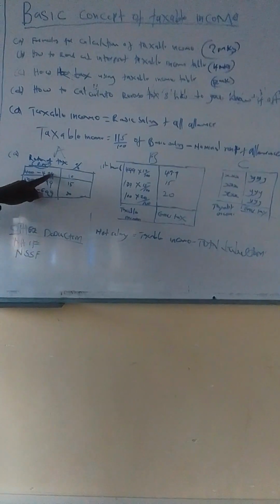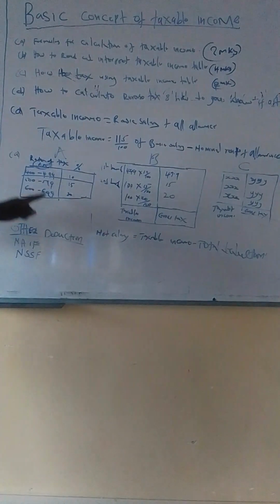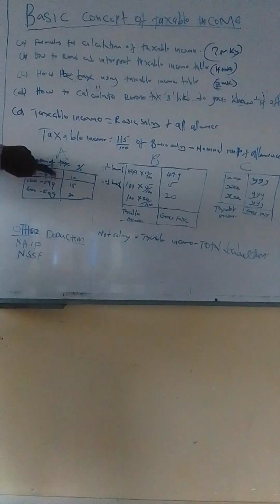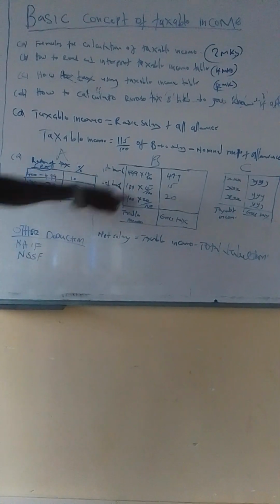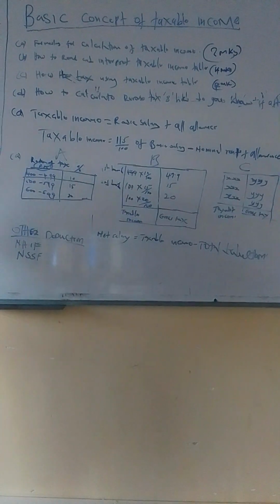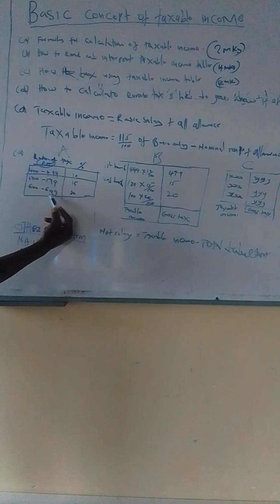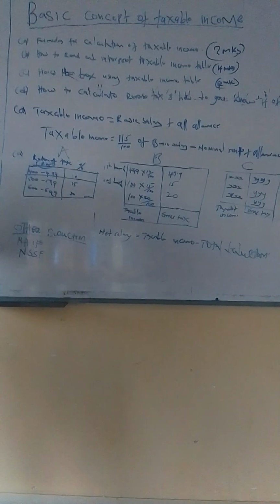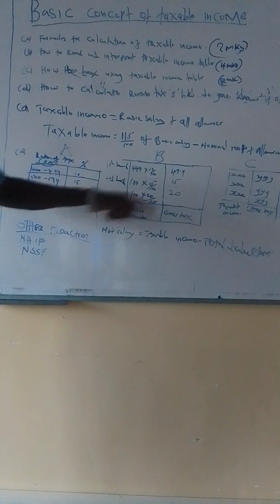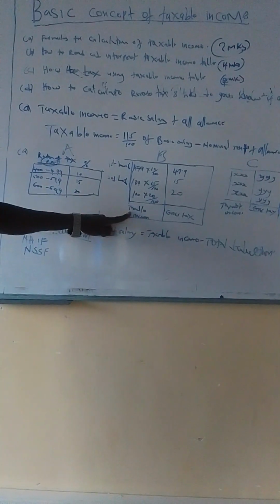Then the next step, you take 599 subtract 499, you get 100. So this is the second band. It is 599 subtract the first one, which is 499, you get the difference is 100 multiplied by percentage, which is 15 over 100, giving us 15. The next step, you take the third band subtract the second band. So 699 subtract 599, you get 100. 100 multiplied by 20, you get 20. So if you sum up this one now, is what we call taxable income.